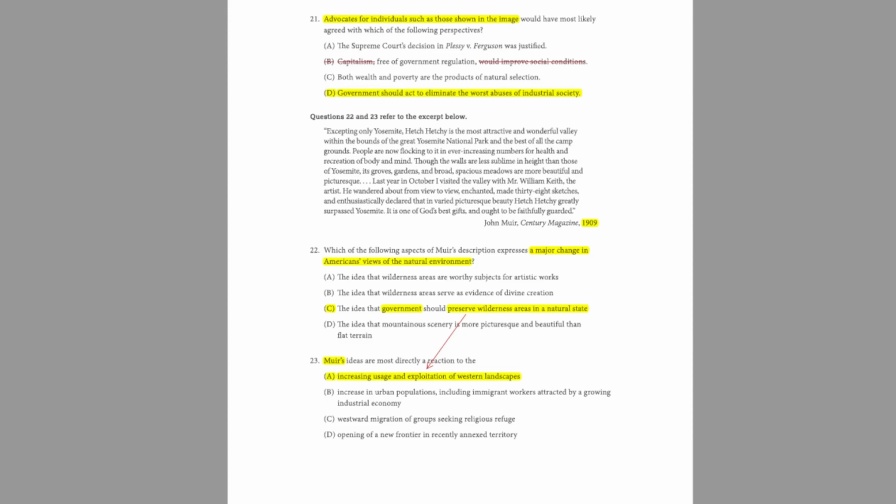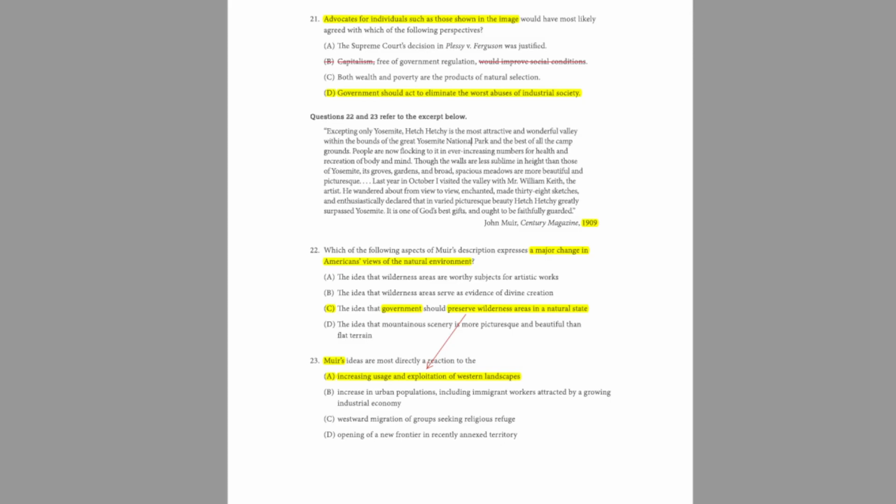It also helps to recognize that B represents the opposite viewpoint, that capitalism without government regulation would naturally improve social conditions. Reformers would strongly disagree with that idea, which is why D is the correct choice.